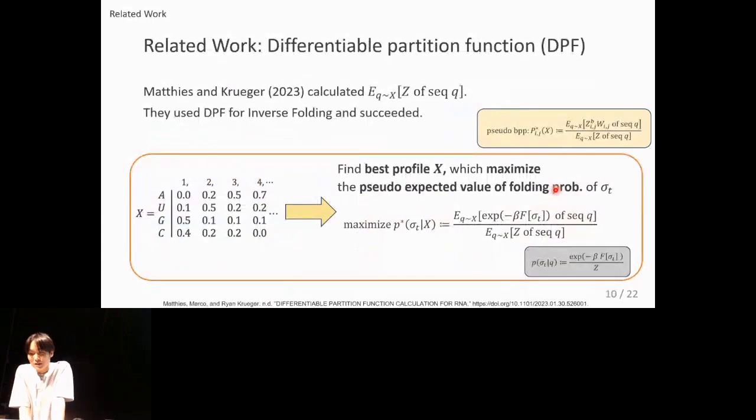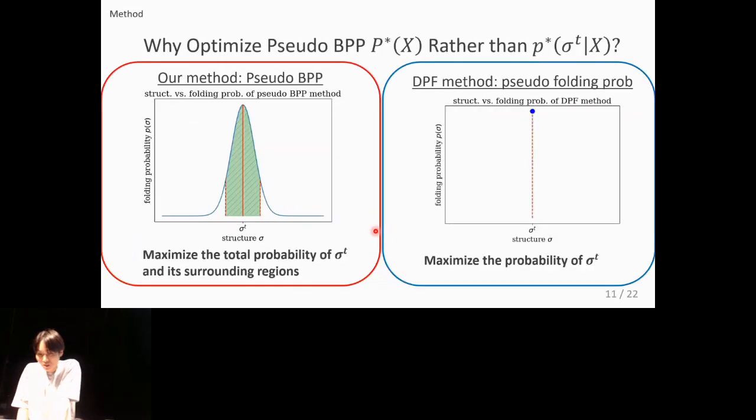Here, I'll introduce a previous related work, differentiable partition function. Matthies and Krueger calculated the expected value of the partition function Z. And they also calculated the expected value of folding probability, as shown here. And they conducted inverse folding, optimizing the sequence profile X to increase this pseudo folding probability. Okay, my idea is based on this research.